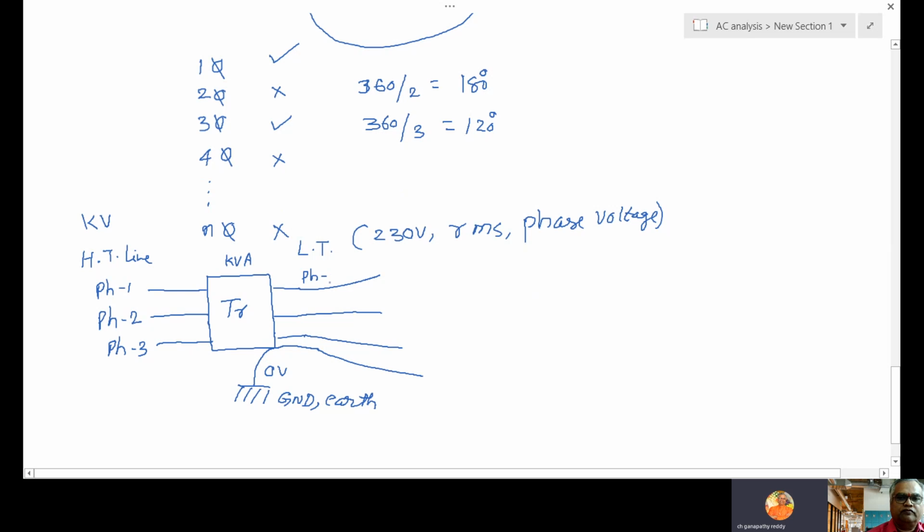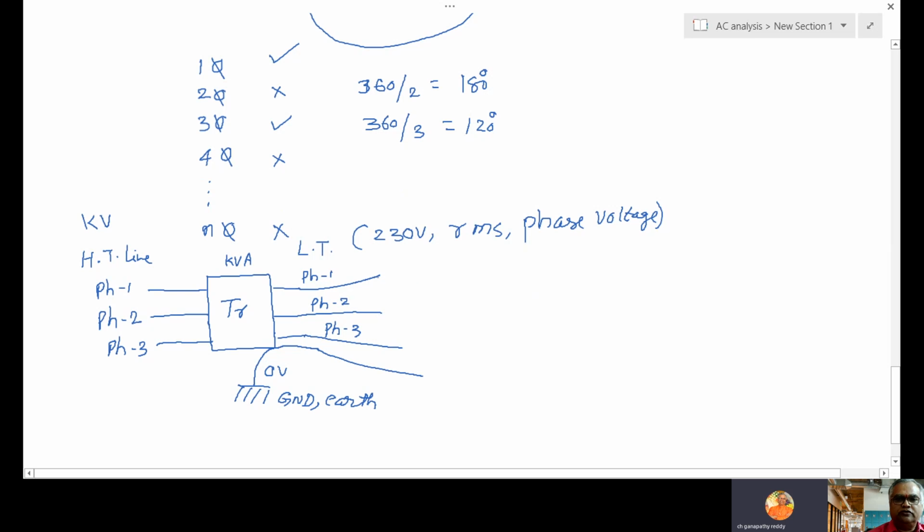Phase 1, phase 2, phase 3, and a neutral wire. What is the difference between ground and earth? Earth is a planet. The surface of the earth is the ground. We connect this wire to the ground, but ground is a part of the earth. That's why we call this ground or earth. But the potential is always 0. So the secondary of the transformer will have three phases and one neutral wire.